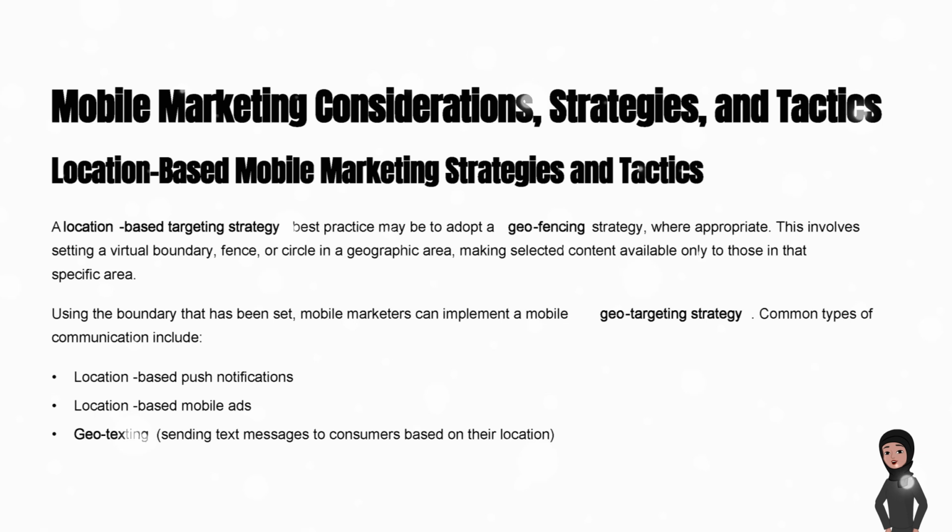Using this boundary, we implement a geo-targeting strategy through 3 common channels. First, location-based push notifications can send a welcome message or a coupon as a user walks through the door. Second, we can serve location-based mobile ads that appear in other apps while the user is nearby. Finally, there is geotexting, which sends direct SMS messages based on location. These tactics ensure that the marketing message is not just relevant to the person, but relevant to their current environment.